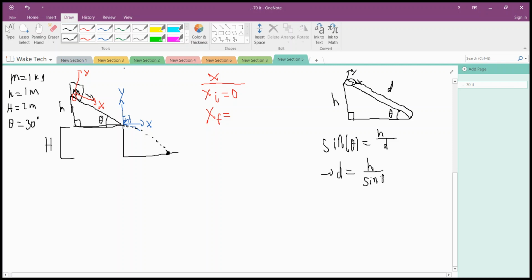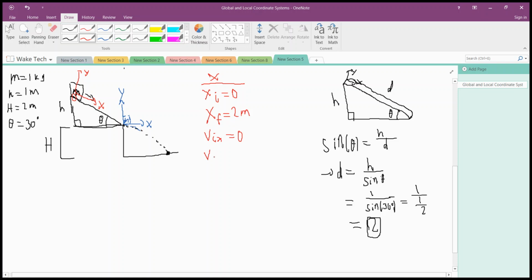All right, and we could keep it symbolic, but I'll put in some numbers for you. We know that h is 1. We know that theta is 30 degrees. And so this is 1 over 1/2, which is equal to 2. All right, so x final then is going to be 2 meters. It's positive 2 meters because I made the positive direction down the ramp, right? All right, then we have initial velocity in the x direction is 0 because it starts from rest.